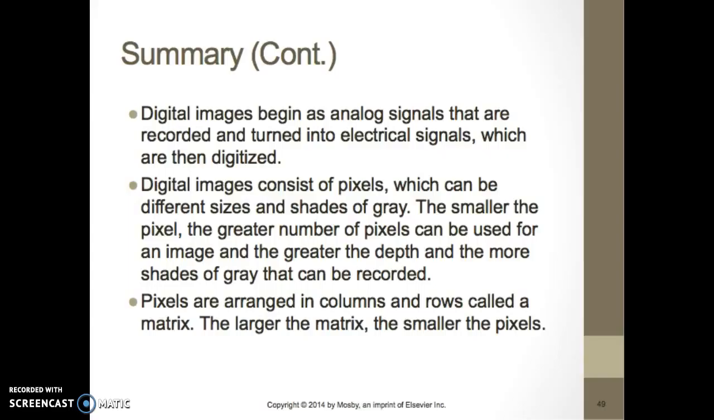Digital images consist of pixels, which can be different sizes and shades of gray. The smaller the pixel, the greater the number of pixels that can be used for an image, and the greater the depth and more shades of gray that can be recorded. Pixels are arranged in columns and rows called the matrix. The larger the matrix, the smaller the pixels. As you know, the smaller the pixels, the higher the resolution that we have.